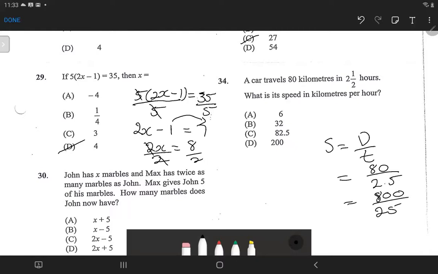Let's multiply top and bottom by 10. And we could say 25 into 800 is, well, 25 into 100 is 4. 4 by 8 is equal to 32. So the speed is equal to 32 kilometers per hour. So that's this one.